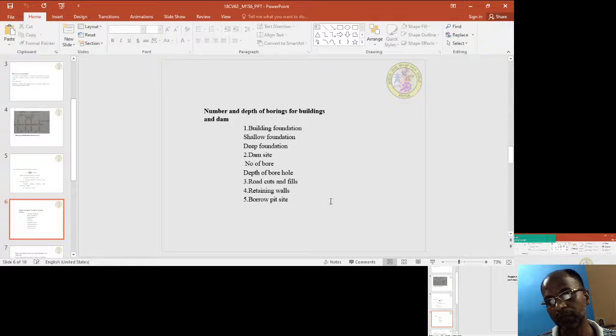What is meant by borrow pit area? It is a place where collection of soil will be done for construction of a dam or using that soil for the subgrade preparation in roads or filling in the low-lying area. If you have a low-lying area, if you want to fill, you can use it. If you want to make a road, you can use it. If you want to construct an embankment, you can use that soil. So that soil is called a borrow pit soil.